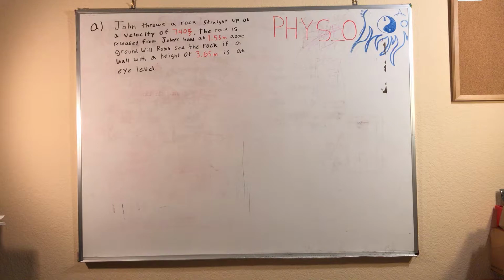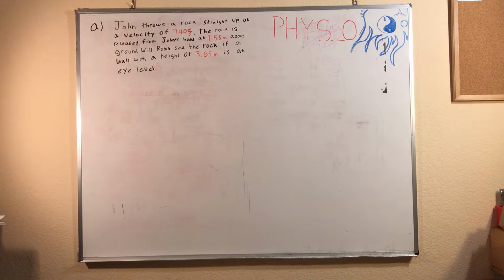From reading the question, we know we are dealing with just one object moving in one direction. The problem gives us velocity, a starting height or distance in the y-axis, and a final height or distance in the y-axis. The question asks to figure out if the velocity of the rock is enough to go the total displacement, or basically if it goes high enough for Robin to be able to see the rock.